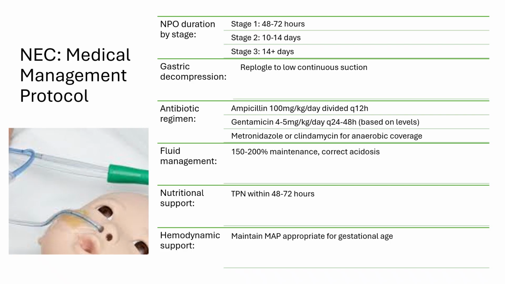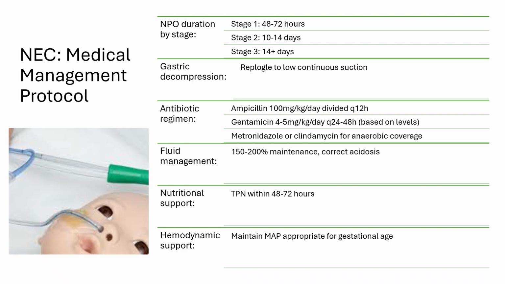Gastric decompression with a replogal tube serves multiple purposes. The continuous suction prevents gastric contents from reaching the inflamed intestine, reduces pressure on compromised bowel walls, and allows monitoring for bleeding through gastric aspirates. Think of it as taking pressure off an injured area while keeping watch for complications.